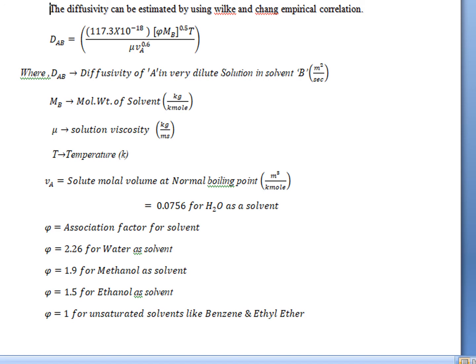Suppose in our process we want to choose water as a solvent, 0.0756 for water as a solvent. So psi is the association factor for the solvent. The psi values depend upon the solvent component. Here psi is equal to 2.26 for water as a solvent, whereas for methanol psi is equal to 1.9, and for ethanol psi is equal to 1.5. For unassociated solvents like benzene and ethyl ether, psi is equal to 1. Are you clear? Thank you for your attention.